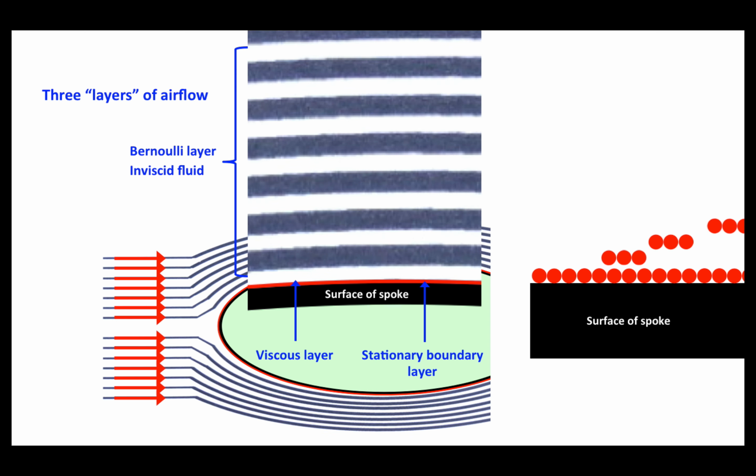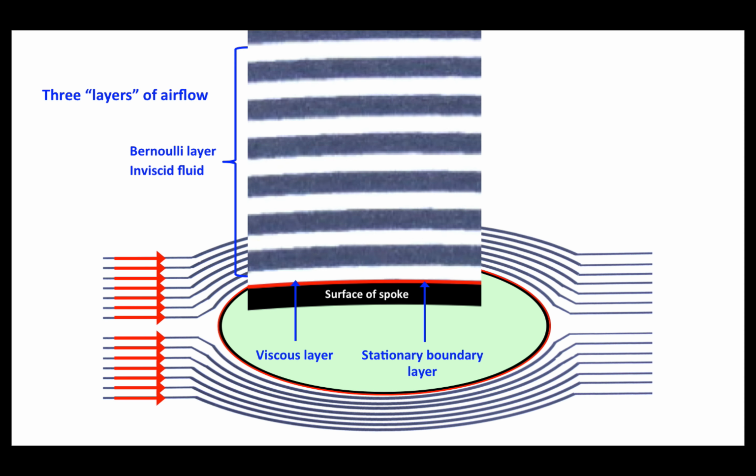The actual viscosity of the air in the viscous layer hasn't really changed. It hasn't suddenly turned into molasses, but the intermolecular attraction makes it act like it has become more viscous. The penetration of the viscous layer is not always negligible. In this case it is, however, because the spoke is very short and is moving fast, so the time that the viscous layer has to penetrate into the Bernoulli layer is negligibly small.